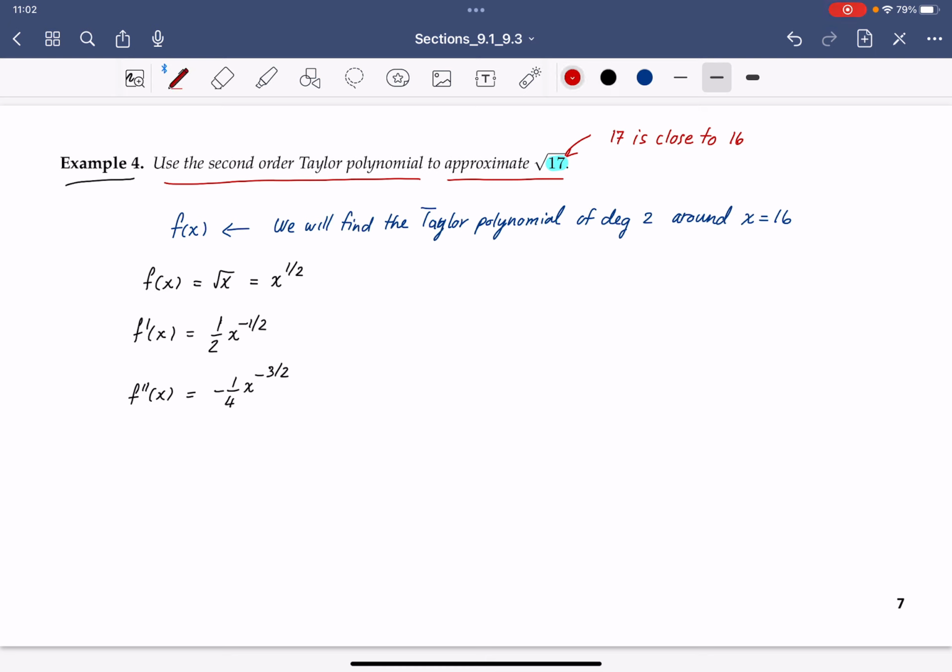Because we pick the center to be 16, now it is easy to compute. f(16) equals 16 to the 1/2, which is square root of 16, which is actually 4. So it's easy to compute now because you just pick the center smartly, not 17. So I put this type of question because sometimes you just need to pick the center to be the number that is easy to compute. And then now you do f prime at 16.